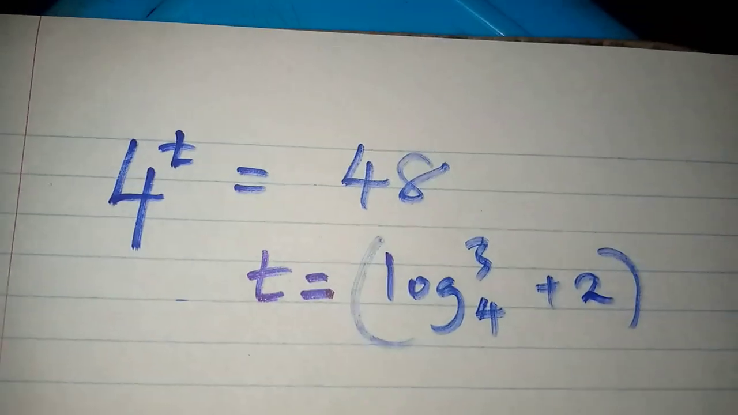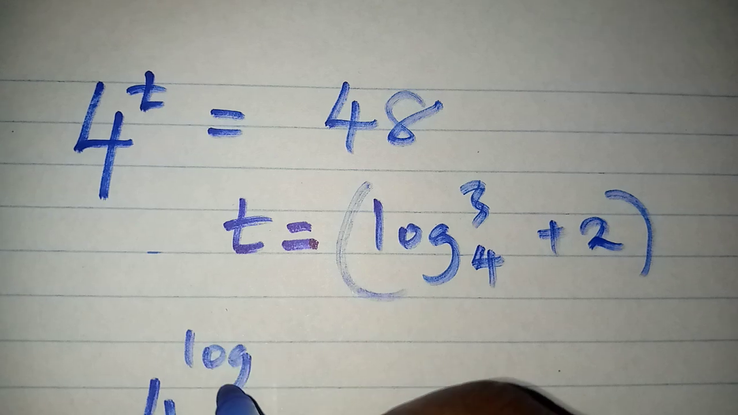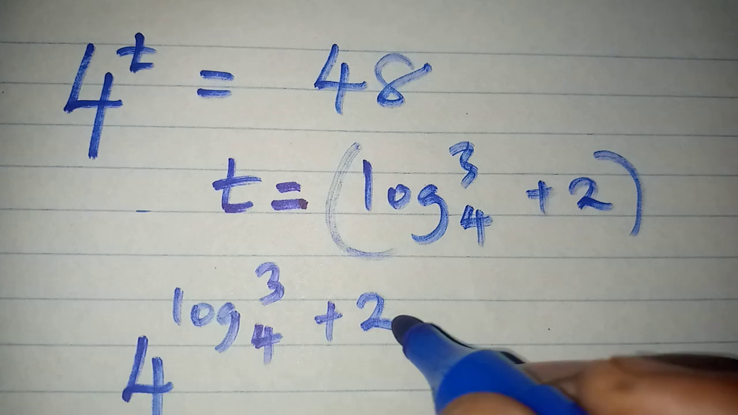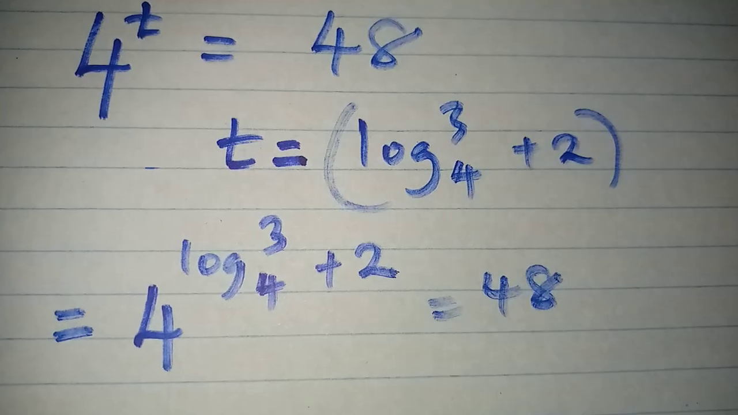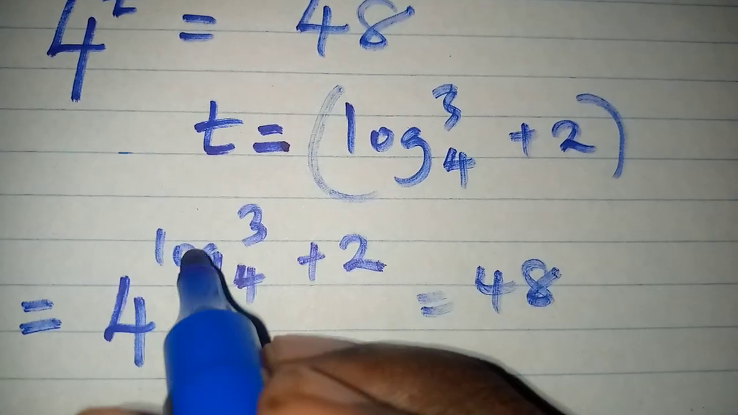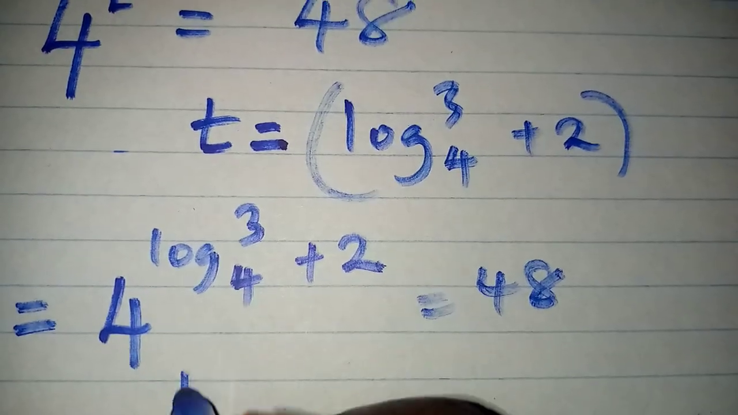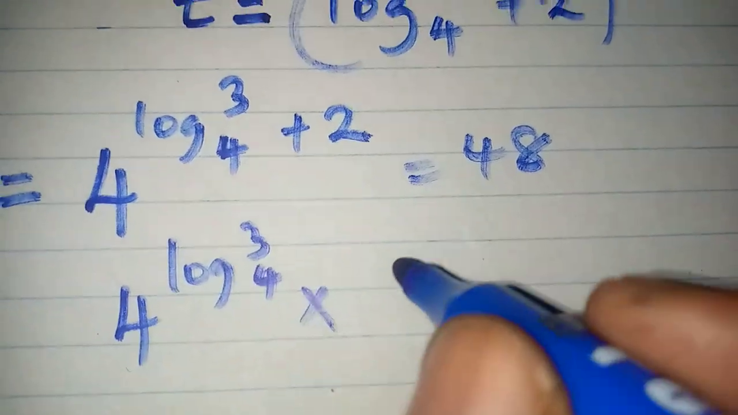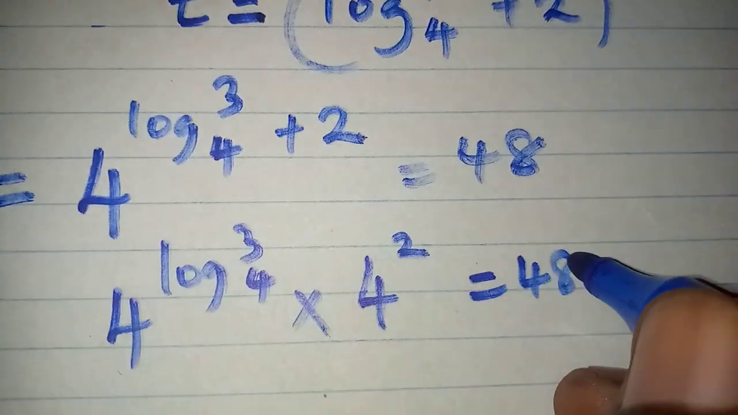So where there is t, I'll substitute that one. So let me see, it will be 4 raised to power log 3 base 4 plus 2 is equals to 48. Since this is a power, I can separate it by multiplication as 4 to the log 3 base 4 multiplied by 4 raised to 2 is equals to 48.